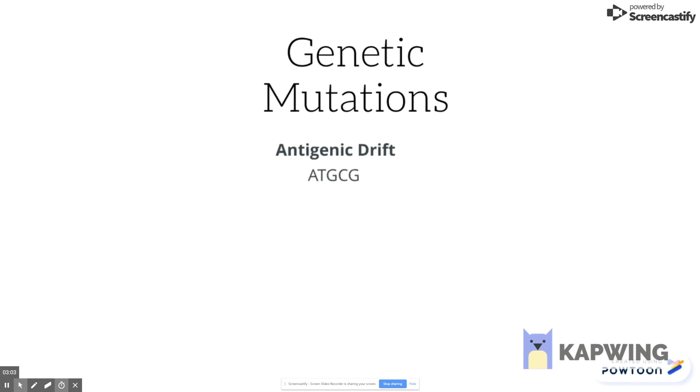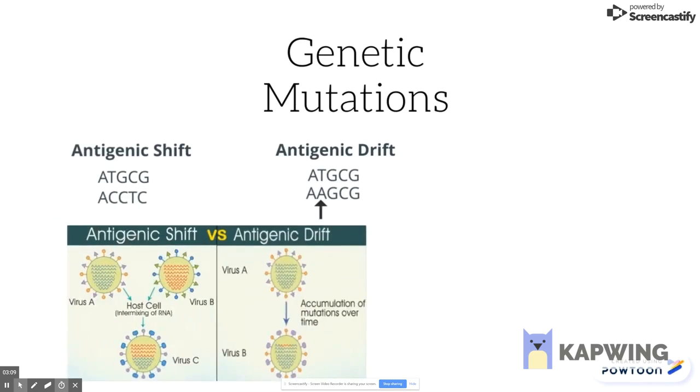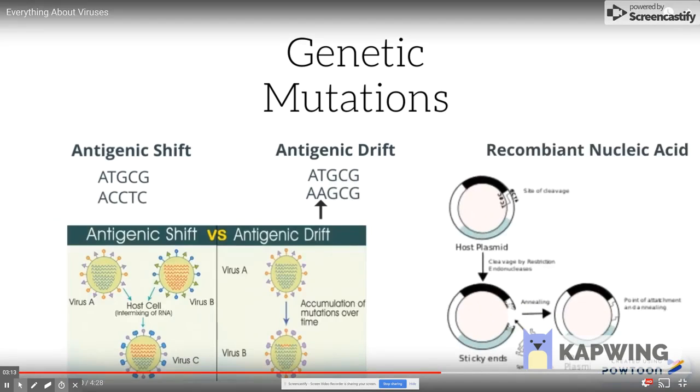During virus replication, genetic mutations can also occur. The first type is antigenic drift, where a DNA or RNA base is changed, a type of point mutation. Next is antigenic shift, where there is a major change in the virus. It can possibly change the entire nucleic acid sequence. This can be a result of recombinant nucleic acid. This is where the virus breaks a strand of nucleic acid in the host cell and replaces it with its own.